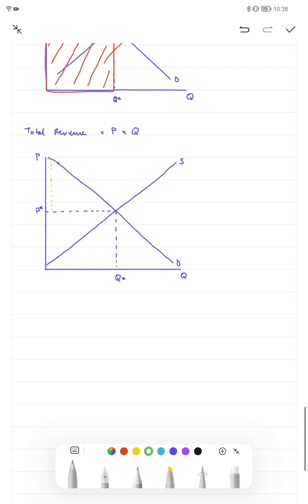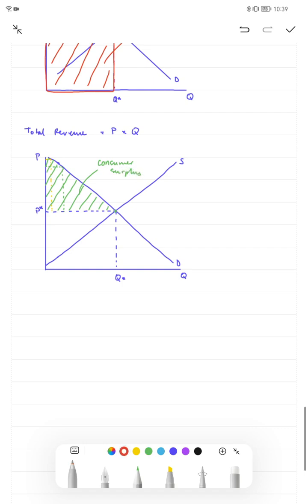The next customer is still willing to pay a high price, slightly lower than the first, but he also gets it at a slightly discounted price, and so on. All the way until this customer, who is willing to pay that price and gets it for that price. So every customer before him benefits by this much. So that's why this top part is called the consumer surplus.